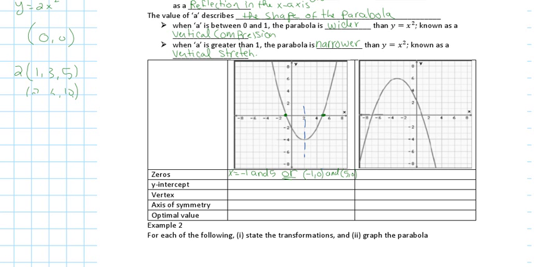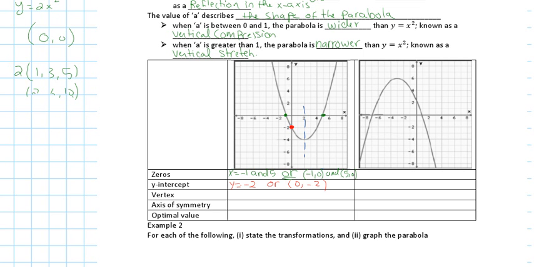What would be your y-intercept? Where is the graph intersecting the y-axis? Negative 2, so y equals negative 2. That's your y-intercept. Or I can write it as a point. Pick one, whichever way you want to write it.